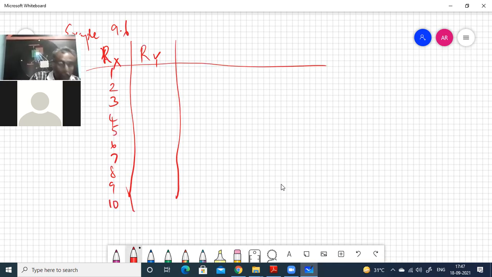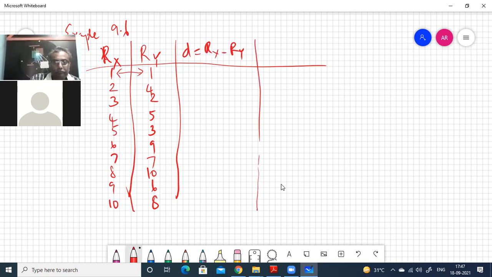The pairing must be exact, you should not change it. Then everything is finished: 1, 4, 2, 5, then 3, 9, 7, 10, 6, and 8. That is how the second judge gives the ranks. Now, what is D? D is Rx minus Ry. That's all, very simple. That's all you have to calculate.